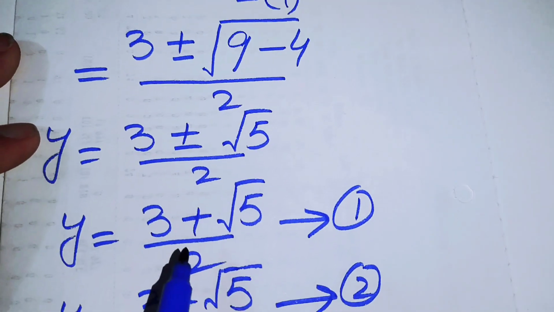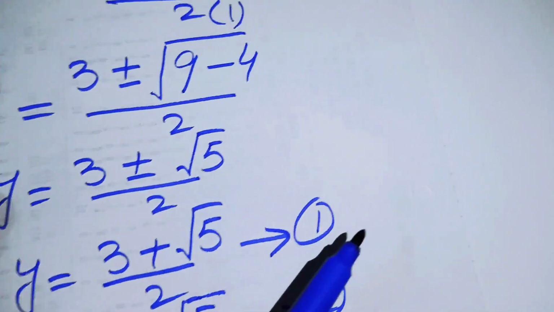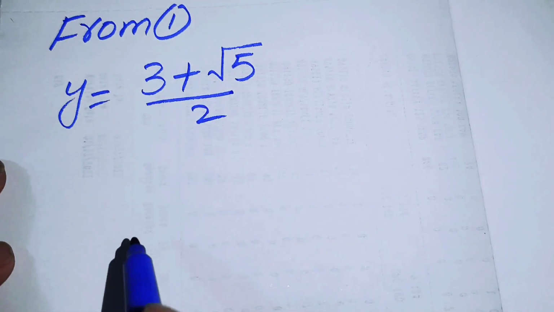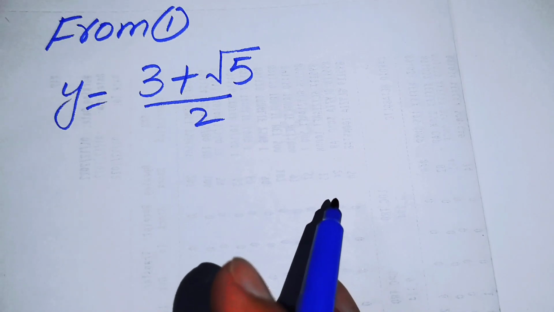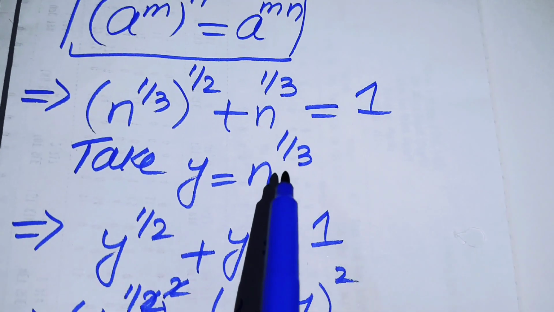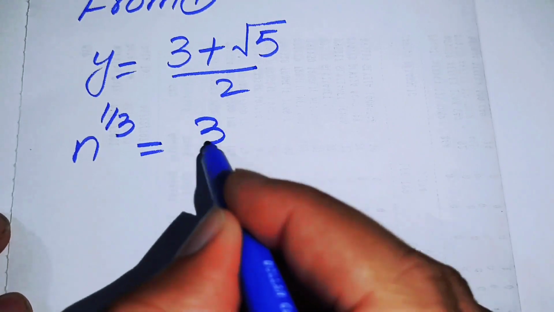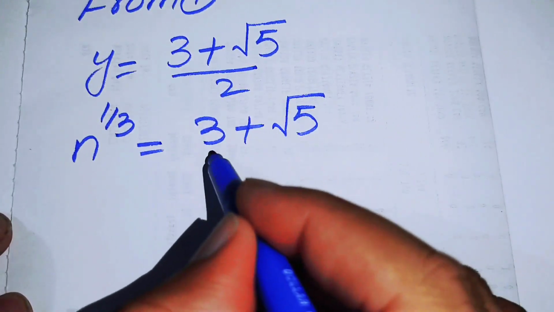So here you just write that equation number 1. Here we have equation number 1: y equals (3 plus square root 5) over 2. I can rewrite here y equals (3 plus square root 5) over 2, and now we can back substitute the value of y, and at the start of the problem we wrote y equals n to the power of 1 over 3. So now we can back substitute the value here, and you get n to the power of 1 over 3 equals (3 plus square root 5) over 2.